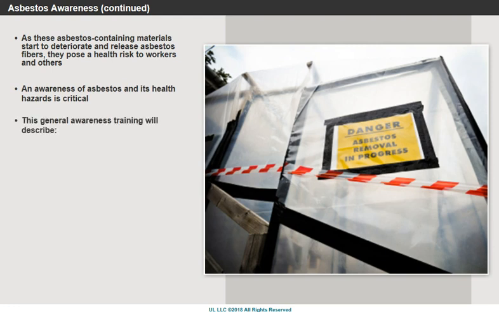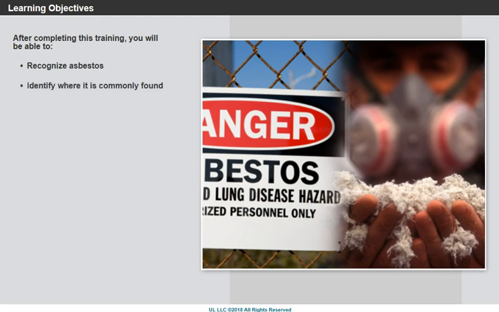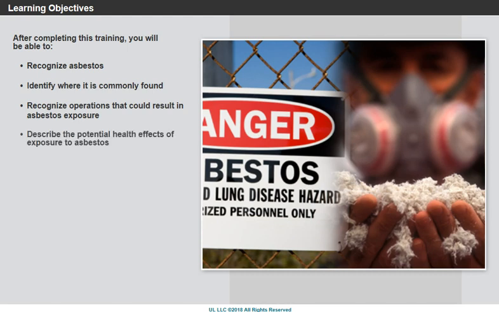This general awareness training will describe asbestos, its hazards, and methods to eliminate or reduce exposure to asbestos fibers. Learning objectives. After completing this training, you will be able to recognize asbestos, identify where it is commonly found, recognize operations that could result in asbestos exposure, describe the potential health effects of exposure to asbestos, and cite common precautions and work practices that should be taken to avoid exposure.